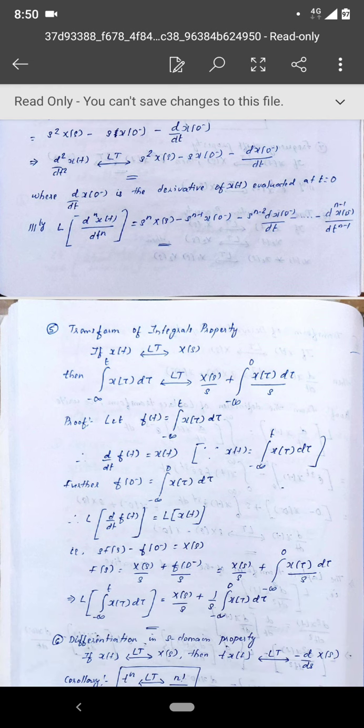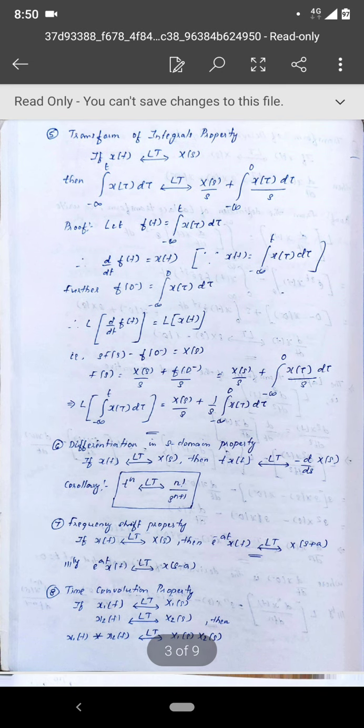Similarly, what is the transform of an integral property? If x of t leads to X of s, we have another dummy variable here, tau, and we are finding the integration from minus infinity to t, that is the present time, of x of tau d tau.